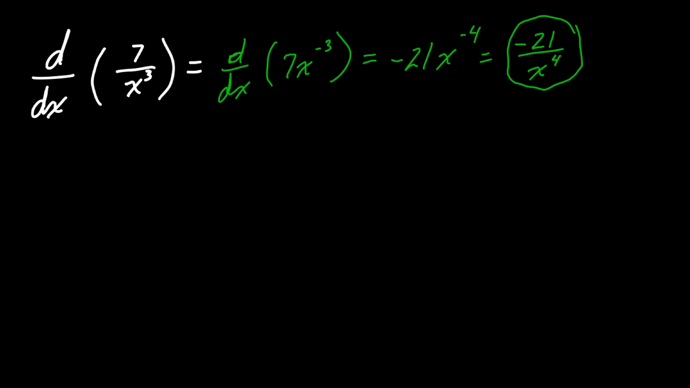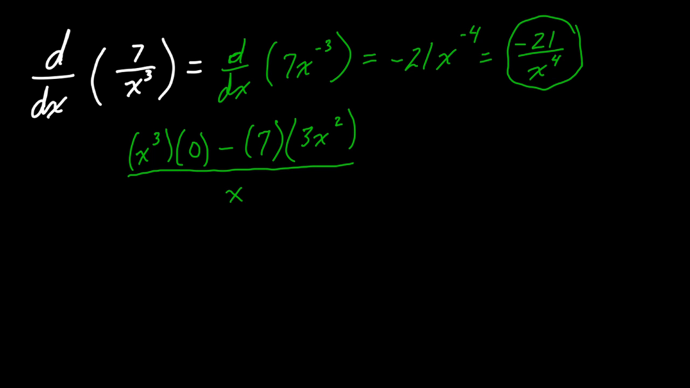Now, we could have done the quotient rule, so let's just practice with that for a second and go ahead and do it, see how it turns out. Quotient rule would be bottom times the derivative of the top. Now, the derivative of the top is the derivative of a constant, which is 0, minus the top times the derivative of the bottom, which would give us 3x squared, over the bottom squared. All right, so now this goes to 0.